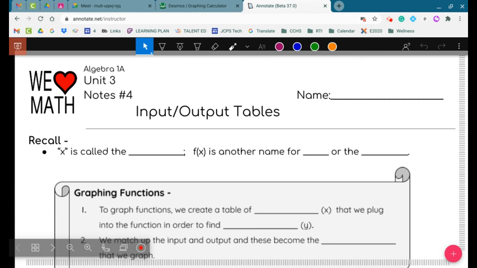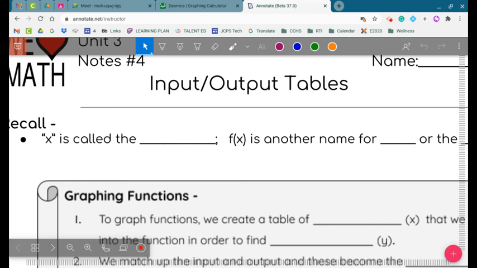Okay, today we're going to do Unit 3, Notes number 4. So we talked about functions and function notation last week. Now we're going to start talking about graphing those. So we're going to talk about our input and output tables. So if you guys remember, x is always called our input.